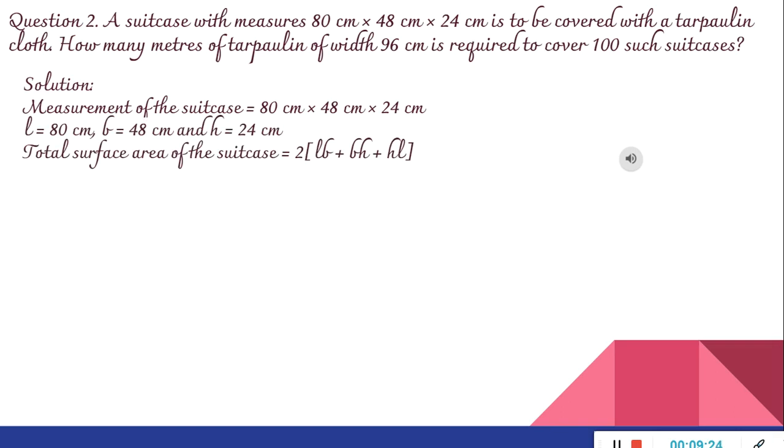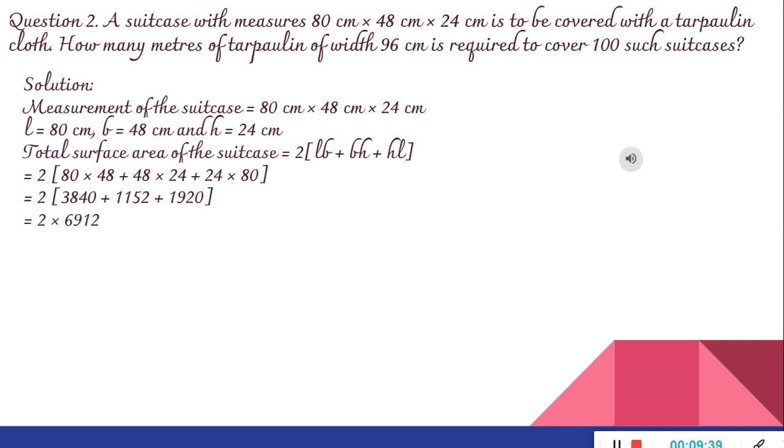Now you can multiply 2 into 80 into 48 plus 48 into 24 plus 24 into 80. That is equal to 2 into 3,840 plus 1,152 plus 1,920. First add together all these three, then after that multiply by 2. By adding these all, we will get 6,912. Now multiply by 2, we will get 13,824 centimeters square. So this is the area of one suitcase, right?